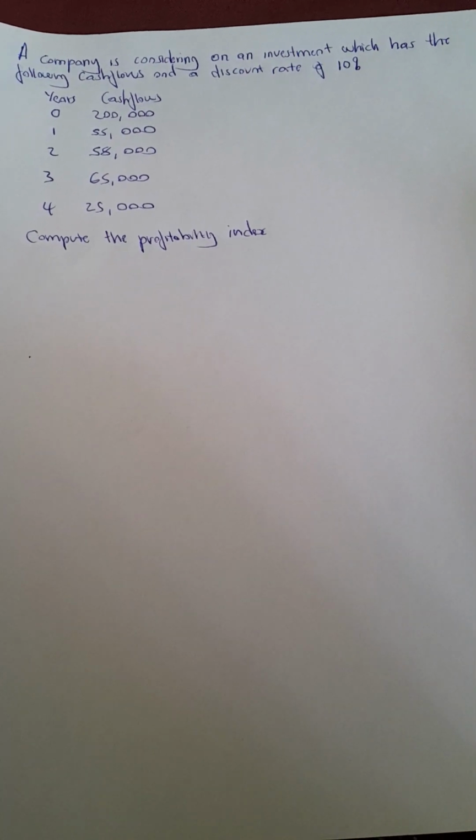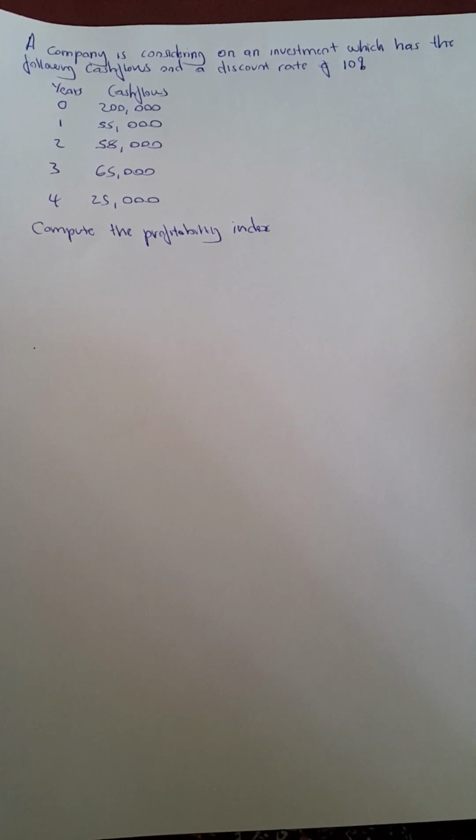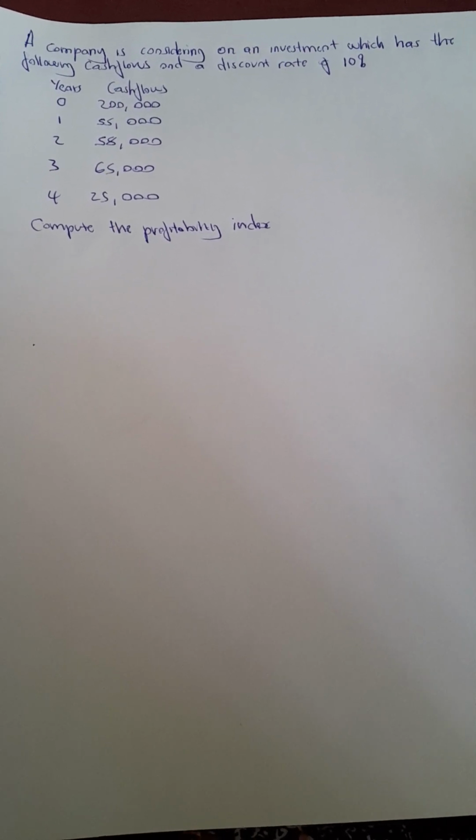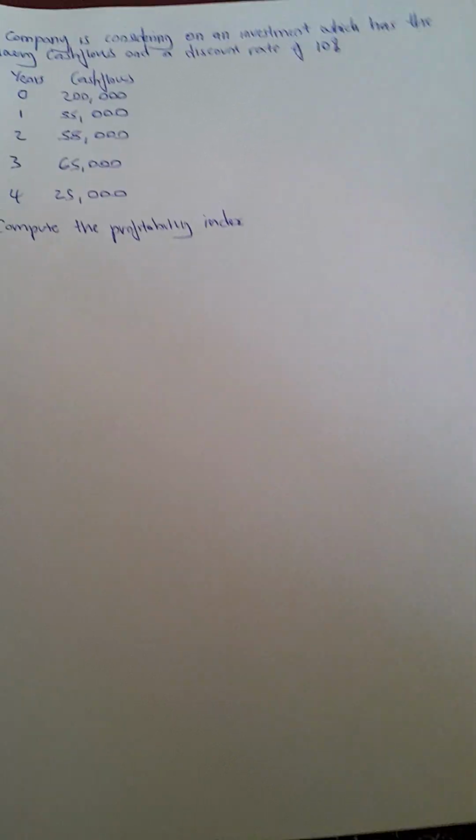Welcome, and today let's look at something called Profitability Index. So Profitability Index is the ratio between the present value of a project and the cash outflow. So under today's topic, let's look at the decision criteria under Profitability Index.